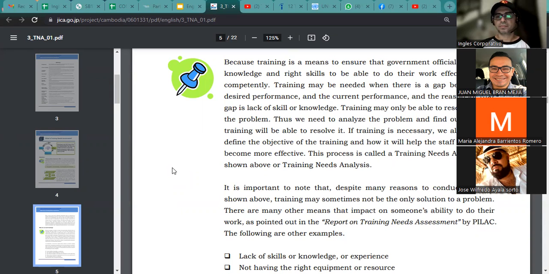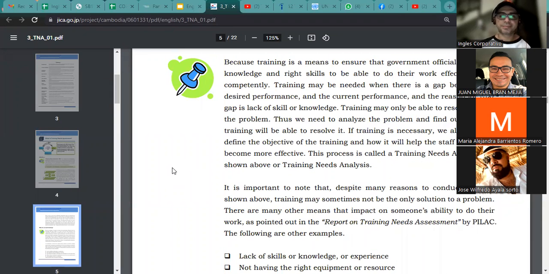If training is necessary, we also need to define the objective of the training and how it will help the staff members become more effective. This process is called a training needs assessment, shown above, or training needs analysis.